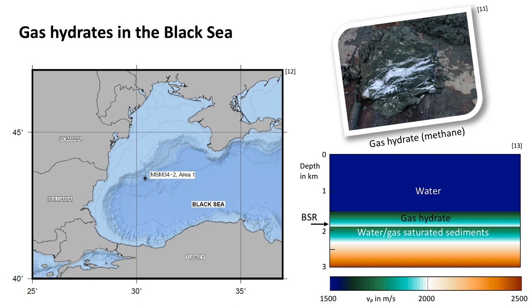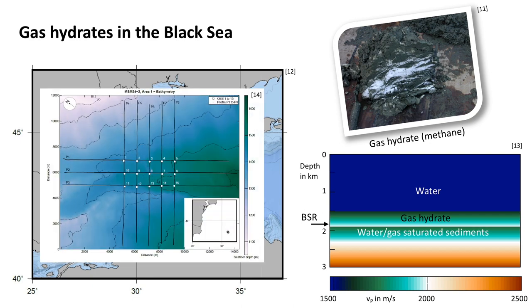Seismic waves were emitted by air guns with a shot spacing of about 8 to 10 meters. The signals were recorded by ocean bottom seismometers. In the figure, they are indicated as white circles. Lines show the track of the vessel.